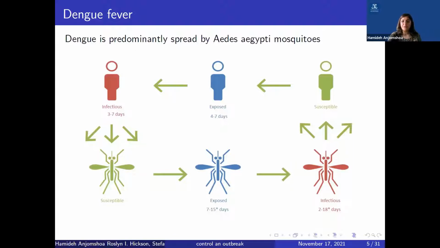And what happens if a mosquito among the susceptible mosquito population bites an infected person? That mosquito will be exposed for around 7 to 15 days, and then will be infectious for 2 to 18 days. And there we go, we are in a cycle.